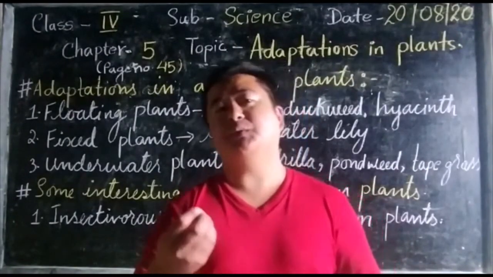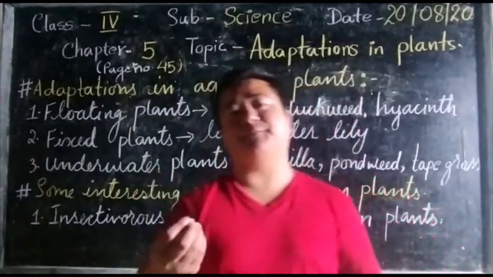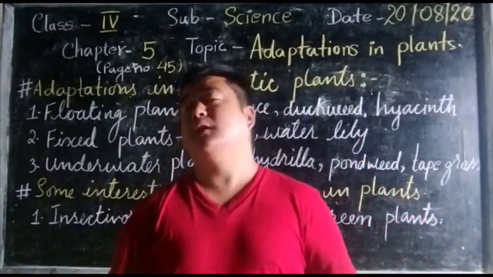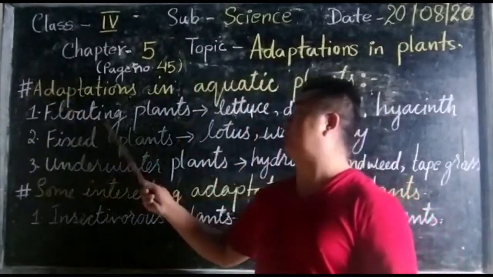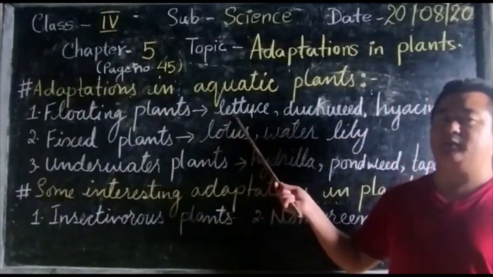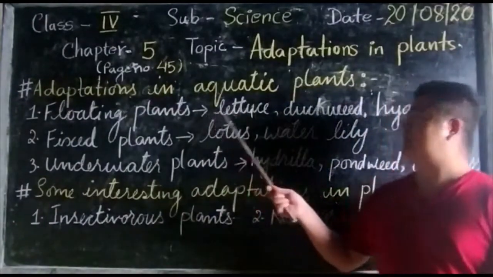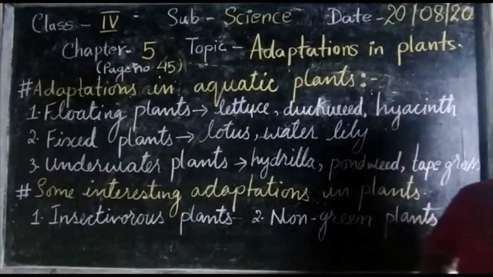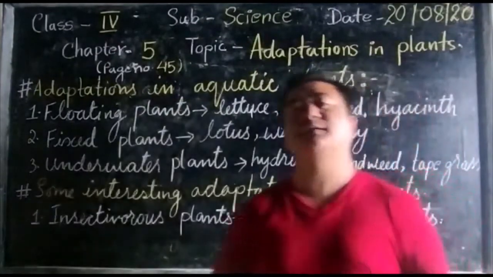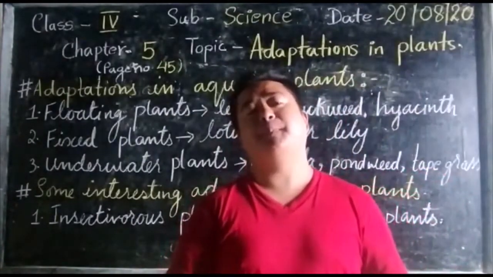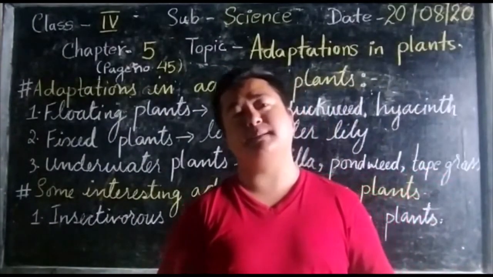Some examples of floating aquatic plants are water lettuce, duckweed, and water hyacinth. These are some of the examples of floating aquatic plants.